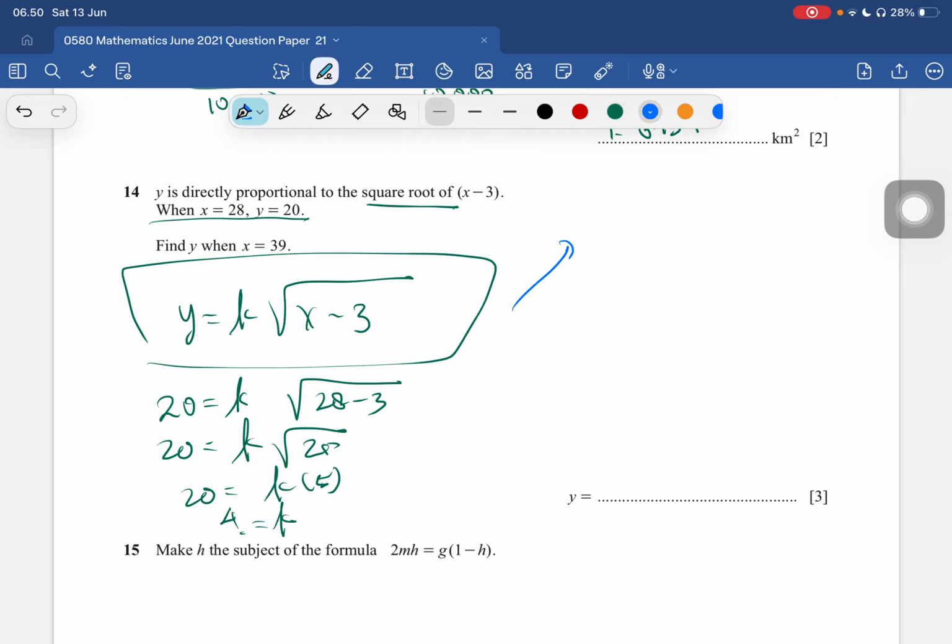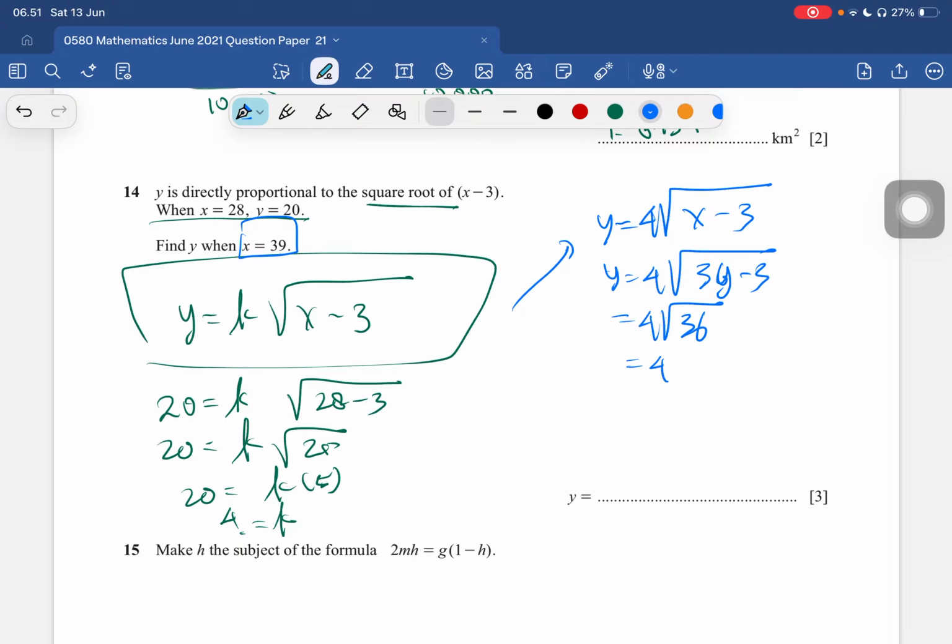So y equals 4 times the square root of x minus 3. Let's substitute x equals 39. So y equals 4 times the square root of 39 minus 3. So 4 multiplied by the square root of 36, which is 6. 4 multiplied by 6 is equal to 24.